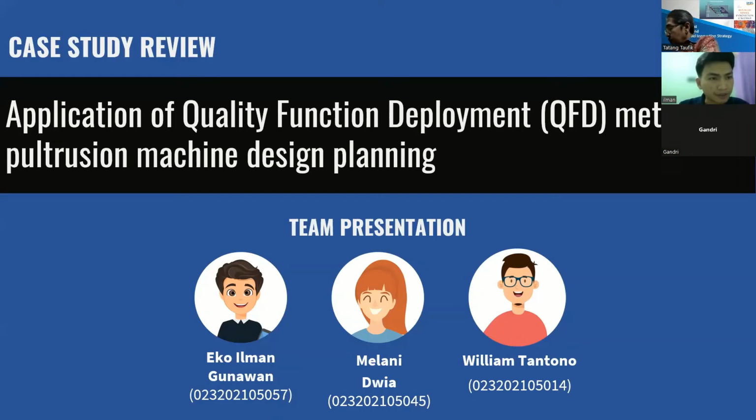Hello, everyone. We are group 2, and we are discussing the case study review for the application of the quality function deployment method for pultrusion machine design planning. The paper is written by Rahman Abdul Rahim and Sarip Nabibas from University Technology Malaysia.